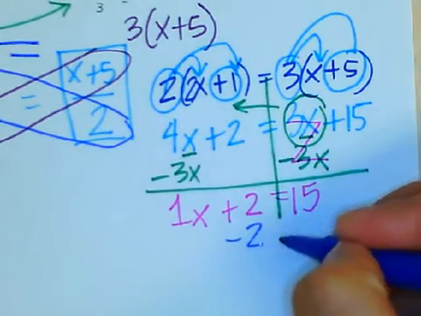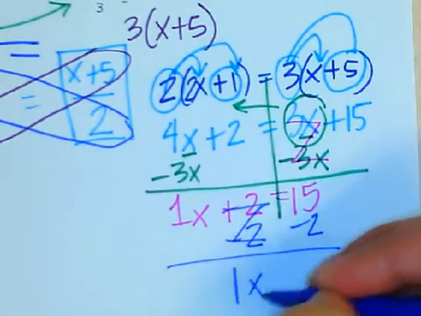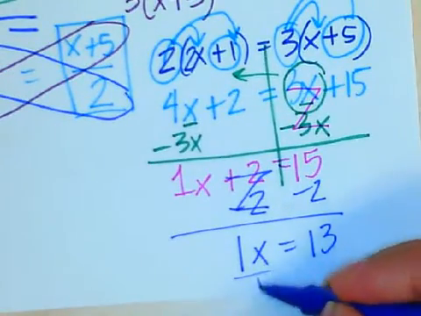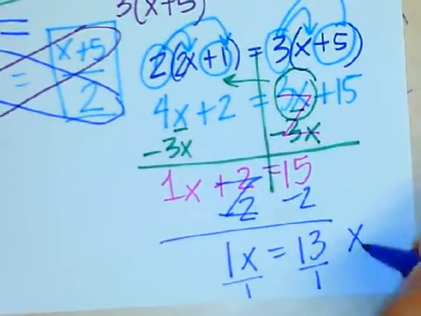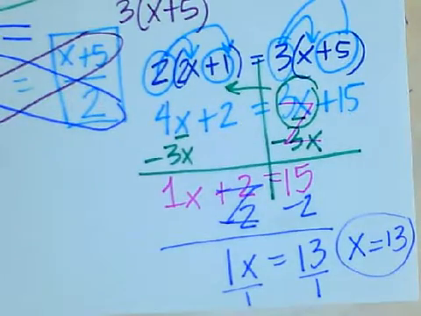So minus 2, and what I do to one side, I do to the other. This zeroes out. I have 1x, and I have 13. So my last step is to divide, and we're dividing by 1. So x equals 13, and that would be the answer.